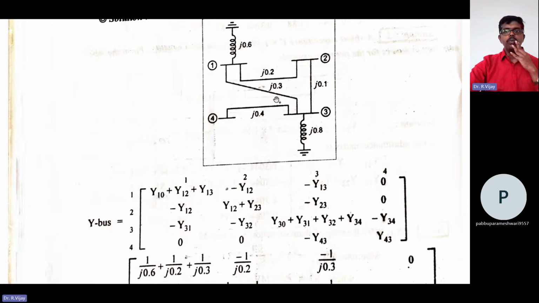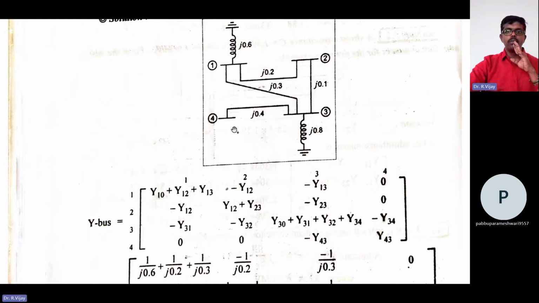So Y42 also has no connection, 0. Next, minus of Y43. Next, minus of Y44. Sorry, this is not minus. These are the diagonal elements, so for 4, that's all, no minus.